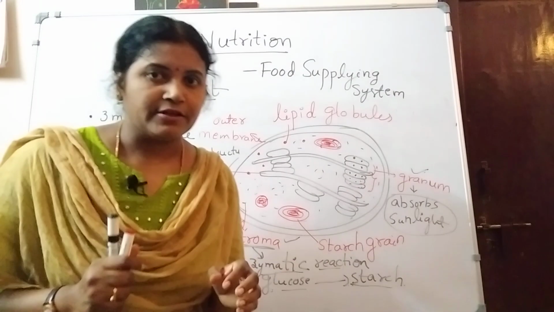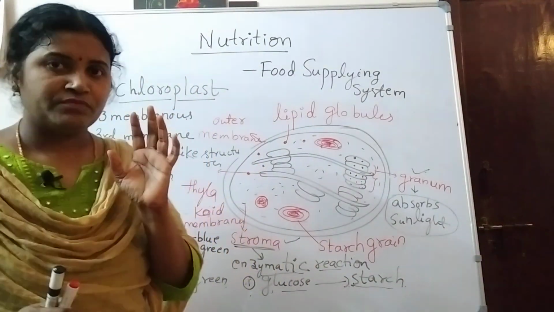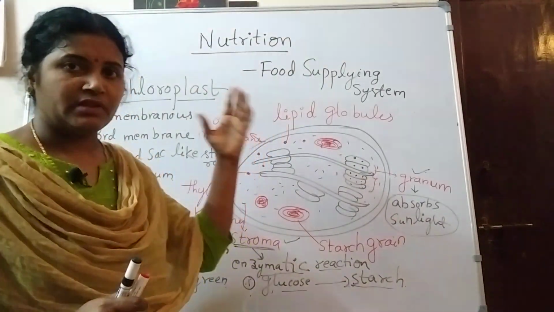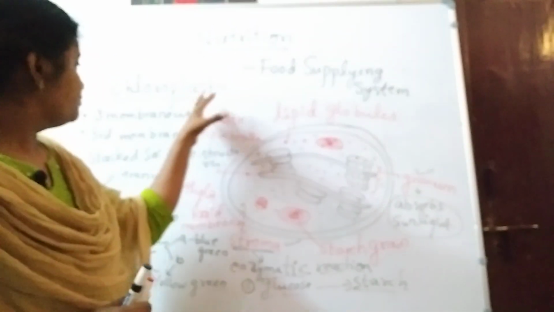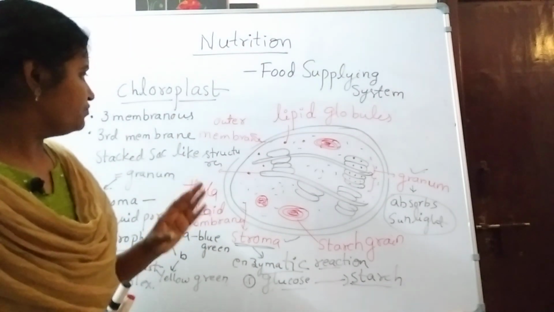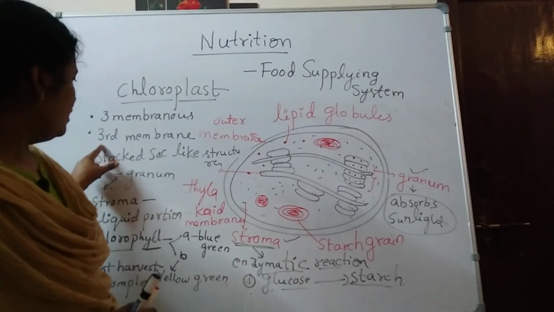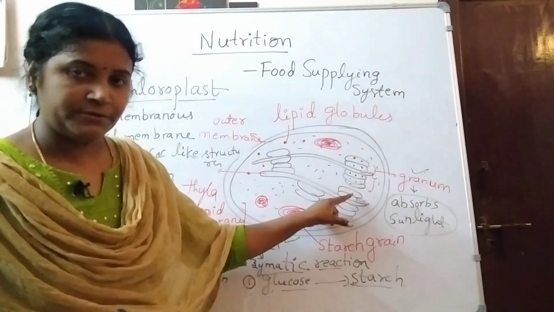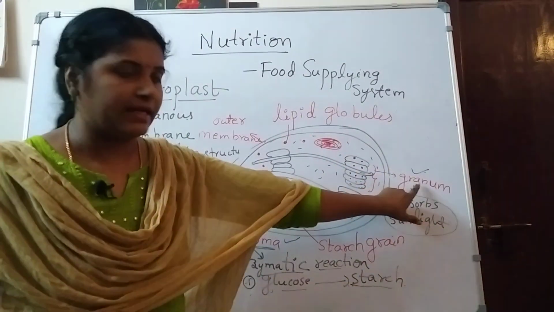Students, listen carefully. Chloroplast is the photosynthetic cell organelle and it is present in the leaf part of the plant. Chloroplast is completely a three membranous structure: outer membrane and inner membrane. The third membrane forms as stacked sac-like structures. The stacked sac-like structures group together and form a granum.